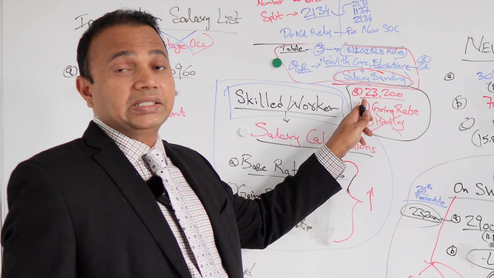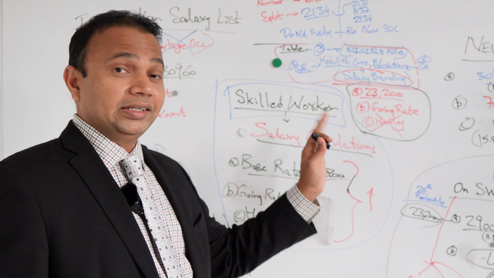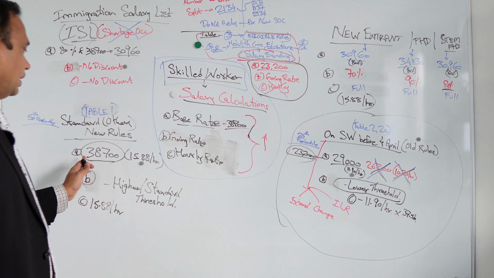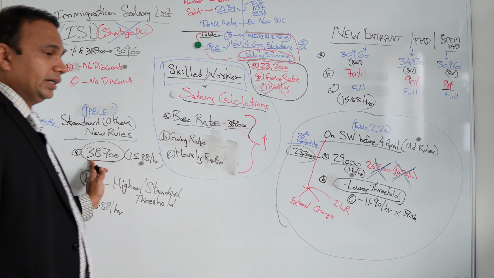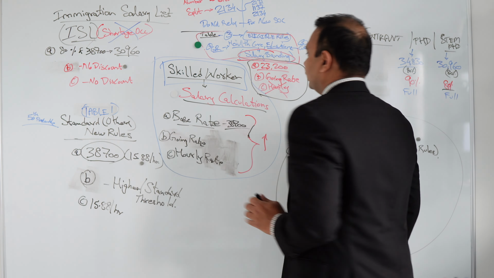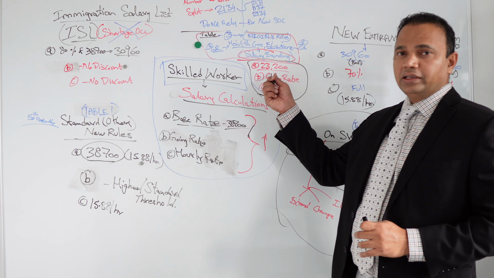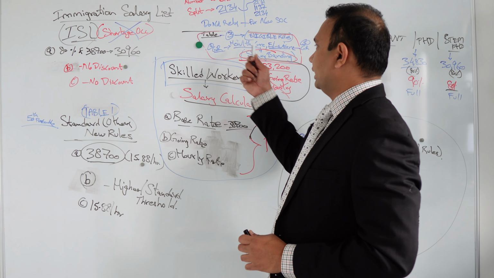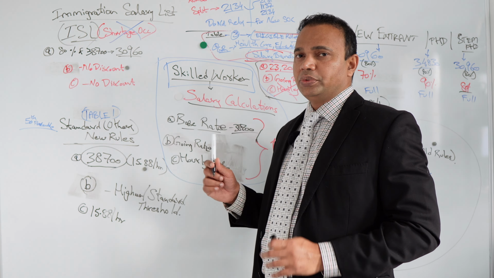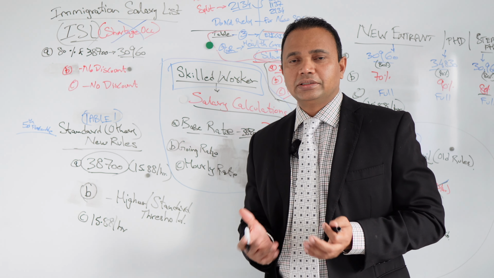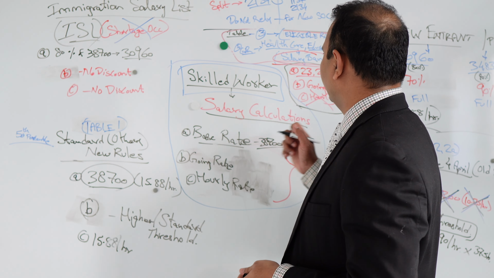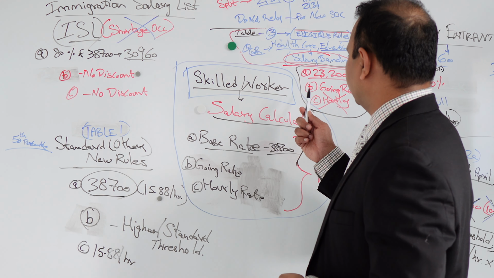A for them is 23,200. It is still 23,200 as of today. I know people may or may not believe it. The standard skilled worker salary is 38,700, but 23,200 is the lowest base rate, and it applies to healthcare and education jobs. These are jobs the UK requires today. There is a lot of shortage in these areas, and we do need individuals in them.